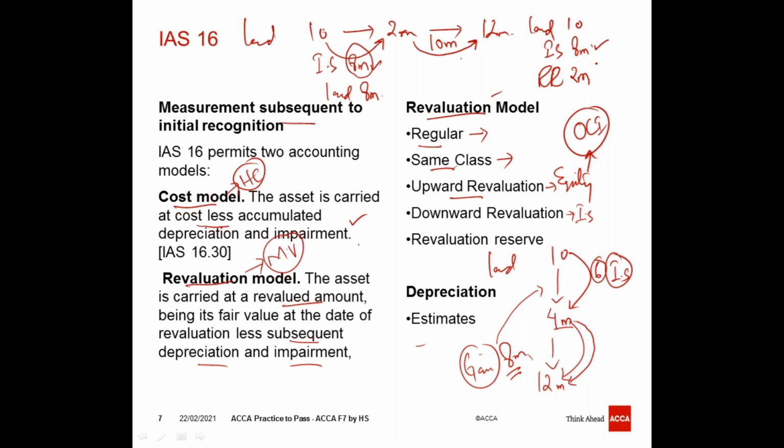Now, let's suppose the tax rate is 10%, which will be given to you in the examination. So there must be a deferred tax consequence for this revaluation gain, which will be 2 million into 10%. So there will be a deferred tax liability of 0.2 million.